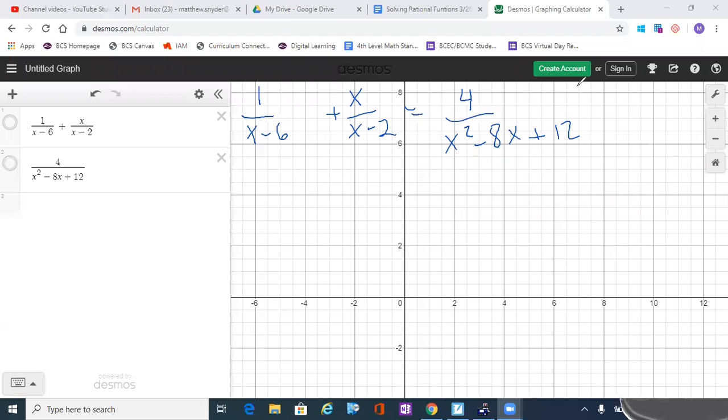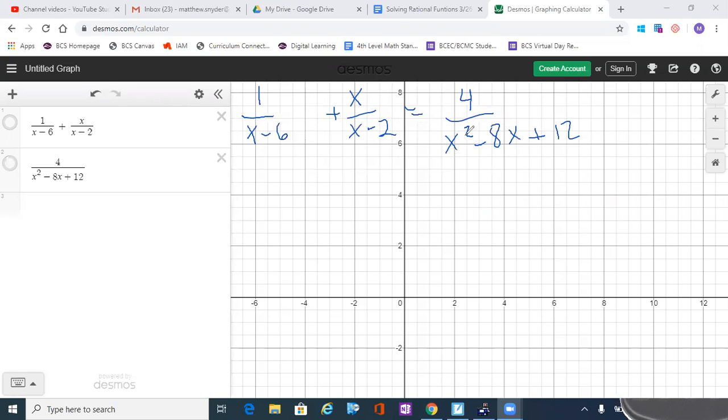Okay, to save time just a little bit on this, I went ahead and typed it into Desmos because you knew I was going to go there. And I've written it out. So we've got our answers right here, and our equation right here: 1 over x minus 6, plus x over x minus 2, equals 4, over x squared minus 8x plus 12. I'm going to do this algebraically to start.